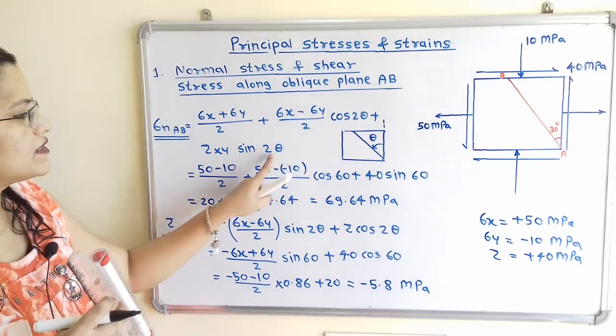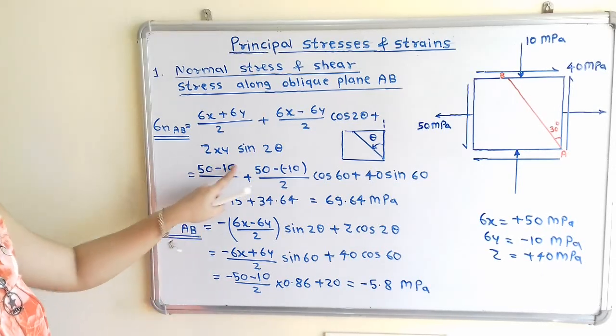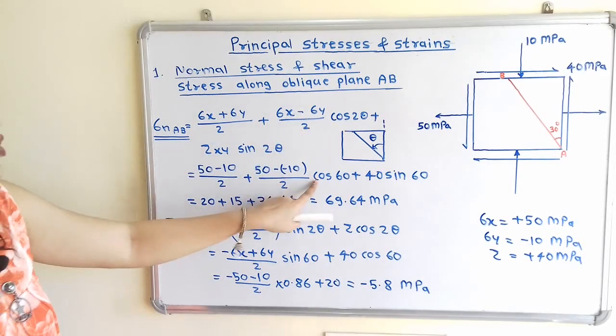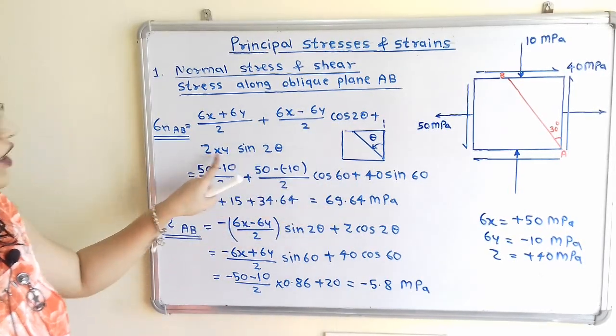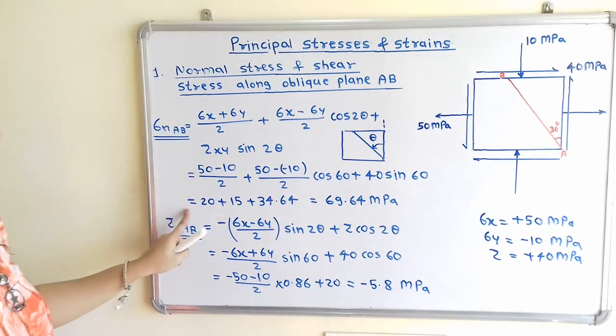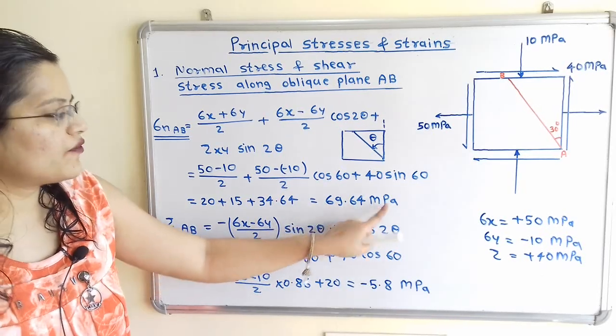So 2 theta is equal to 60 degrees. So we will put the values: (50 minus 10) by 2 plus (50 plus 10) by 2 cos of 60 plus tau xy, which is 40, sin of 60. Now when we calculate this, we will get the value 69.64 megapascal.